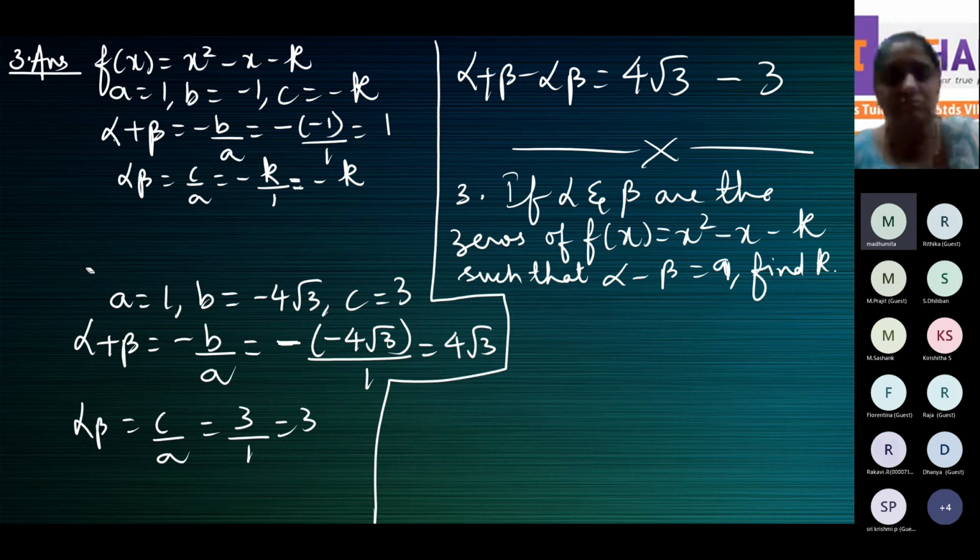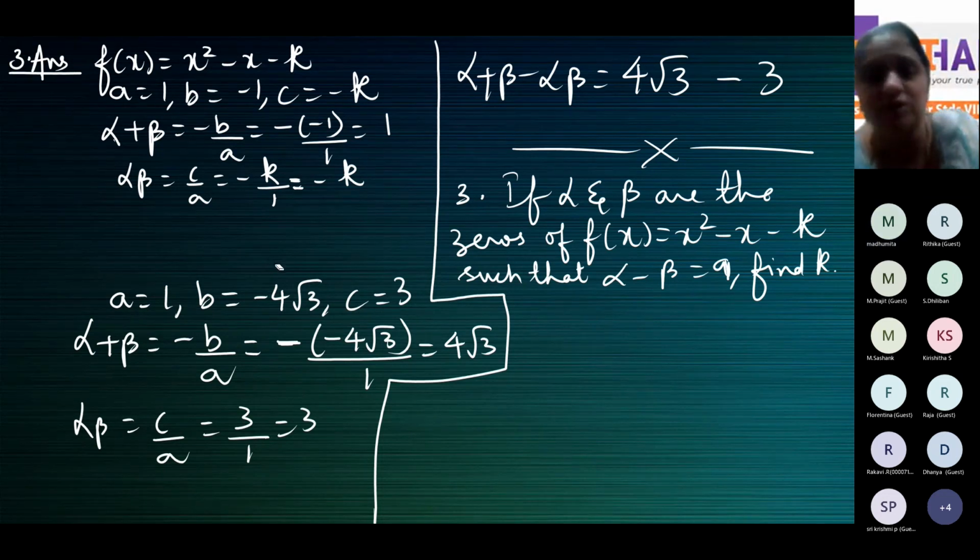Ma'am, is it alpha minus beta is equal to 9 in the third question? Yeah. Alpha minus beta is equal to 9. Okay, ma'am. Understood.